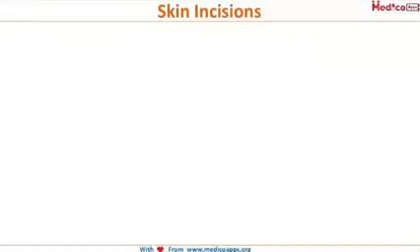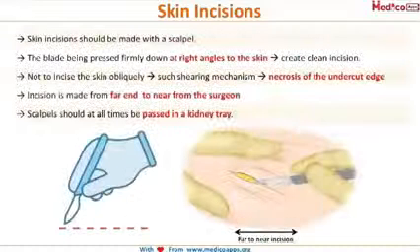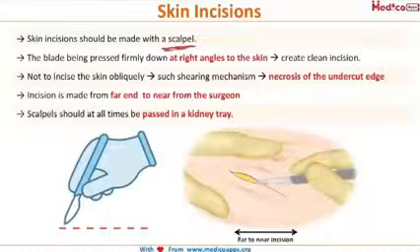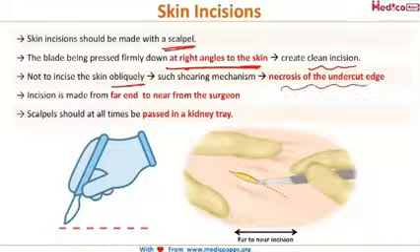So there are some important points which we need to discuss before going into the detail of the different types of surgical blades. The first point here is that the skin incision should be made with a scalpel, and the blade should always be placed at a right angle, or perpendicular, to the skin, which will create a clean incision. If the incision made is oblique, in such cases, there will be necrosis of the undercut edges.